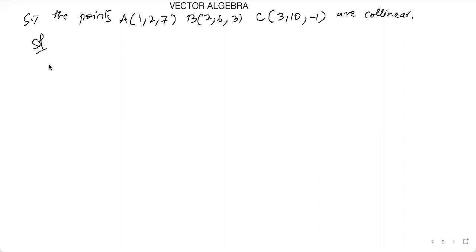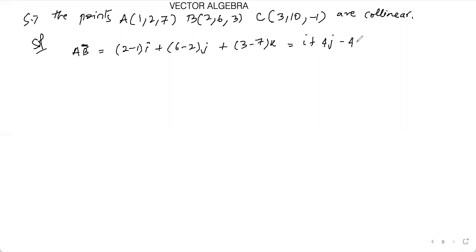Let us show that these points A, B, and C are collinear. First is AB, which is the position vector B minus the position vector A. So we get 2 minus 1 into i plus 6 minus 2 into j, and then 3 minus 7 into k. So we get this as i plus 4j minus 4k.